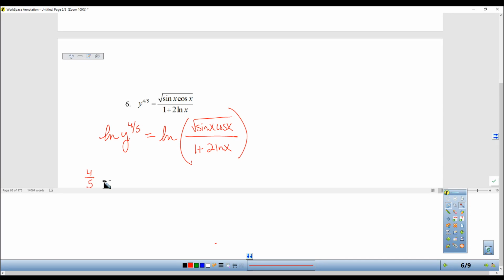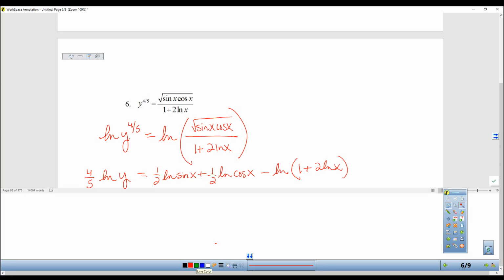This becomes 4/5 natural log of y. And this becomes, okay, so I can separate that into 1/2 natural log of sine of x plus, because it's being multiplied by the cosine, another 1/2, they're both under the square root, natural log of cosine of x minus the natural log of, and I know it looks like there's something you should be able to do there, but there's really not. It's just minus the natural log of that entire denominator.